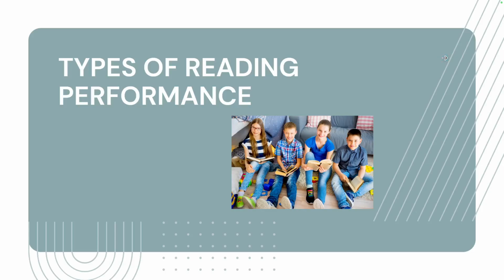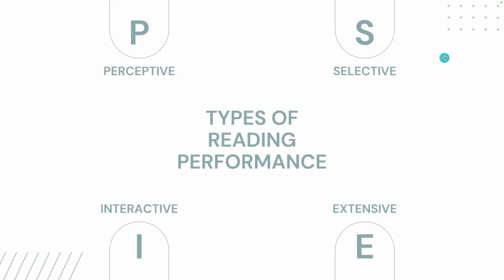Okay, so let's get into the different types of reading performance. For reading, there are 4 types. They are listed here. The first one is perceptive. The second one is selective. The third is interactive. And the fourth is extensive.